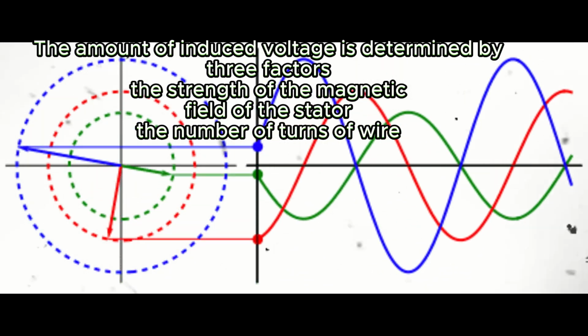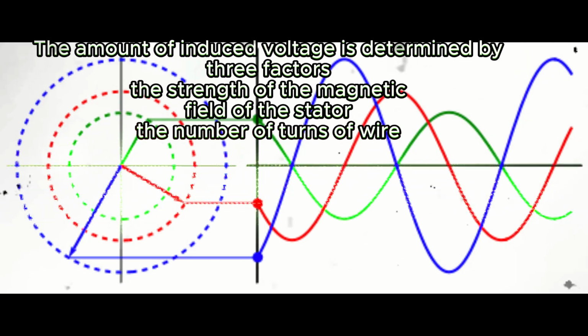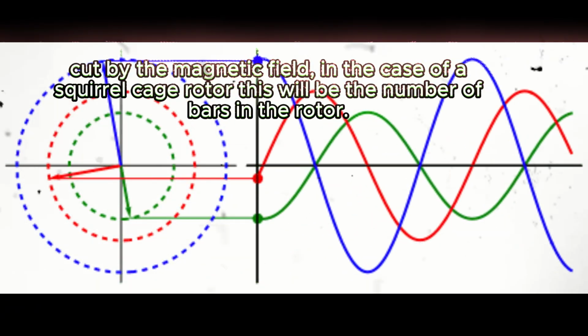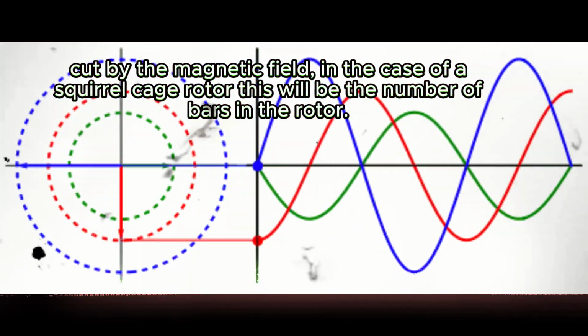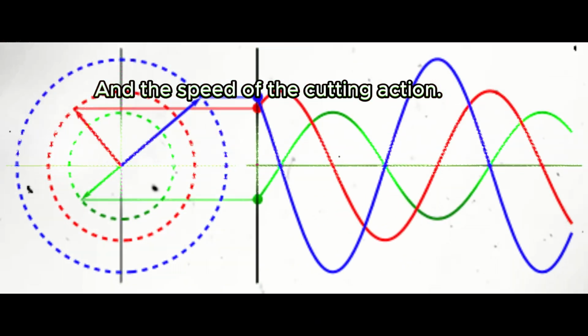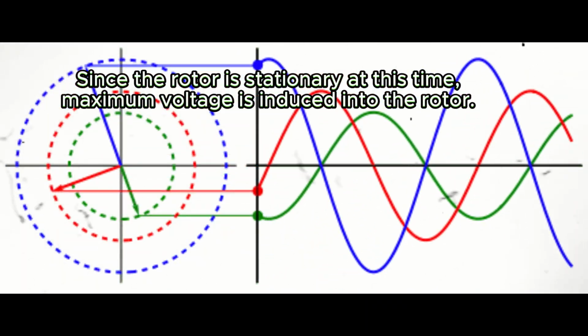The amount of induced voltage is determined by 3 factors: strength of the magnetic field of the stator, number of turns of wire cut by the magnetic field, which in the case of a squirrel cage rotor will be the number of bars in the rotor, and the speed of the cutting action. Since the rotor is stationary at this time, maximum voltage is induced into the rotor.